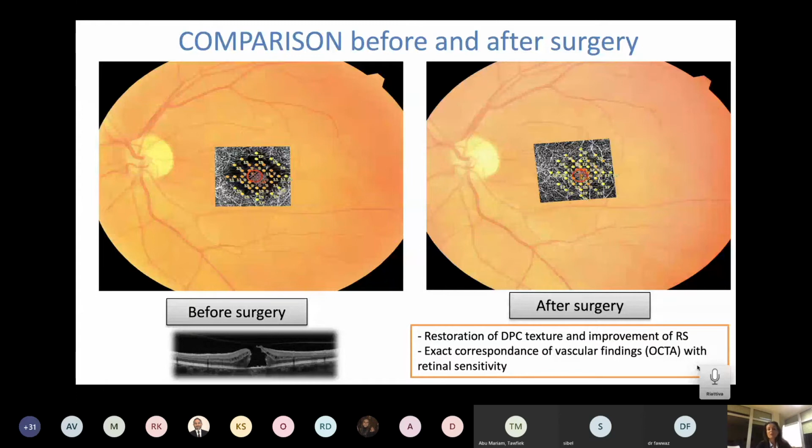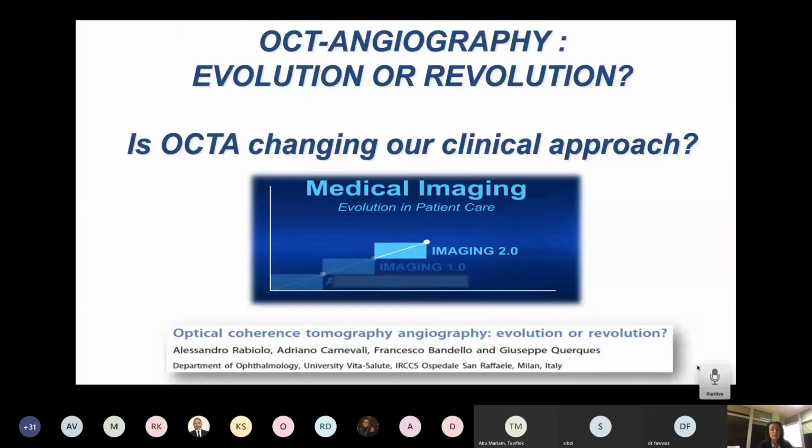We found a similar correlation before and after surgery. So we can see that this overlapping between functional exams such as microperimetry and OCTA and structural OCT can show us the correspondence of vascular findings with the retinal sensitivity. So, of course, our retinal imaging is changing, and maybe OCTA is changing our approach to some diseases.